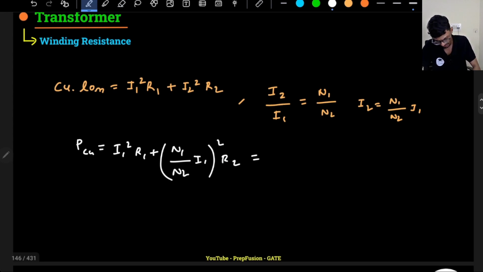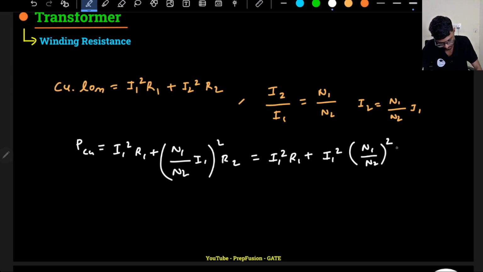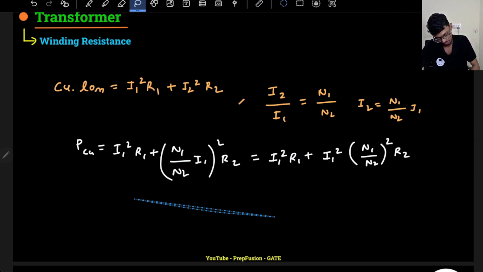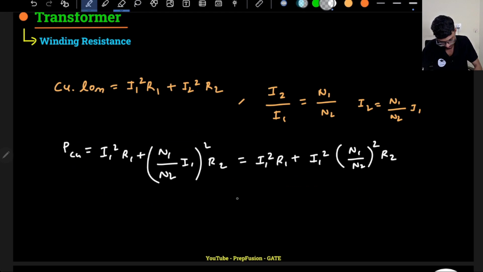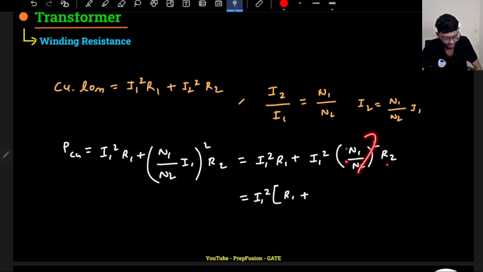Now, is this something familiar actually? If I rewrite this, it will be I1 whole square into R1 plus I1 whole square into N1 divided by N2 whole square into R2. If I take I1 square common, this will be R1 plus R2 into N1 divided by N2 whole square.